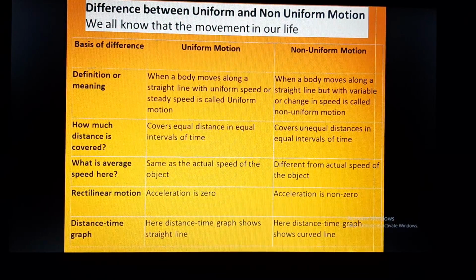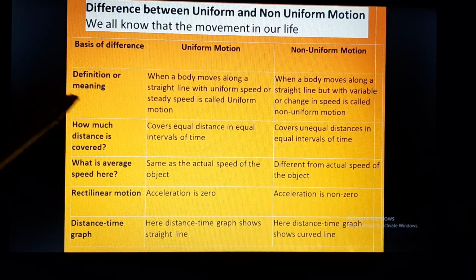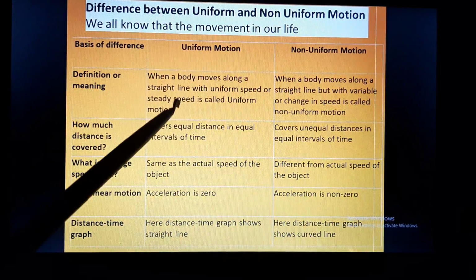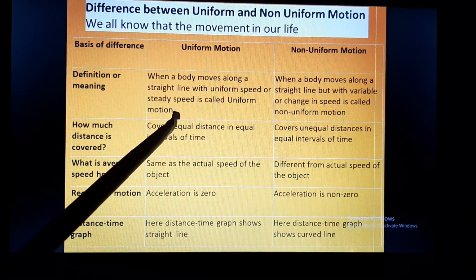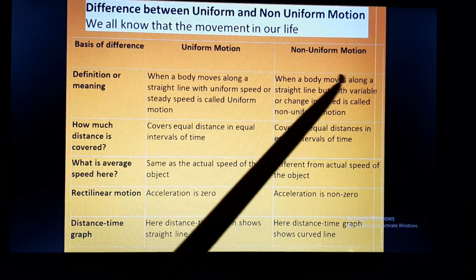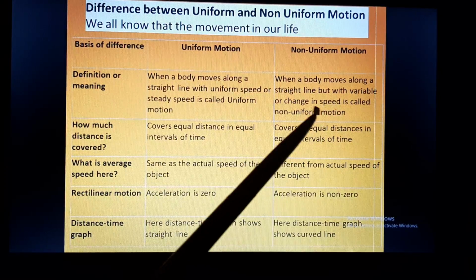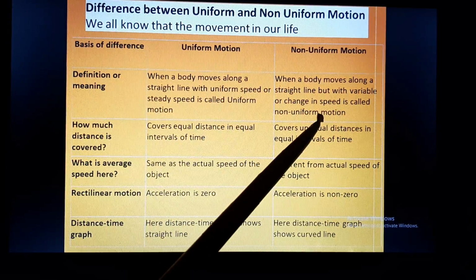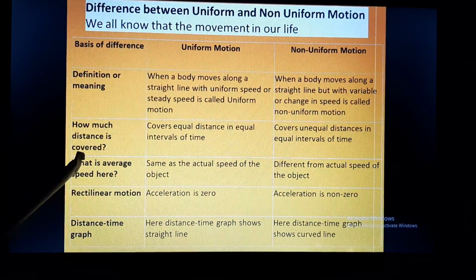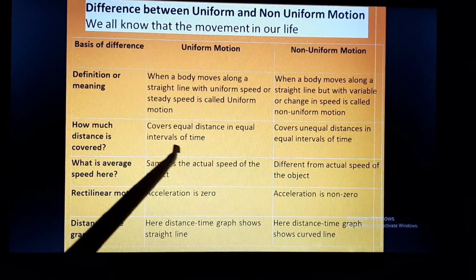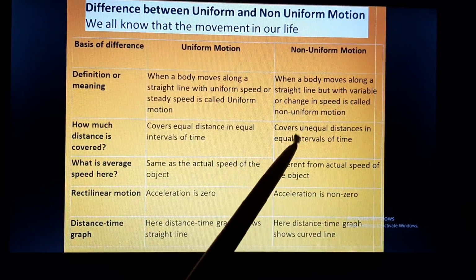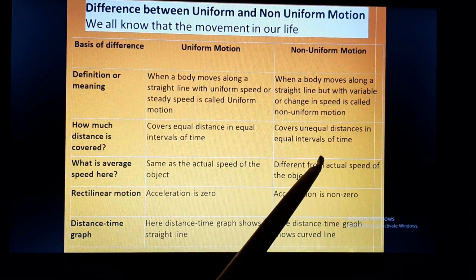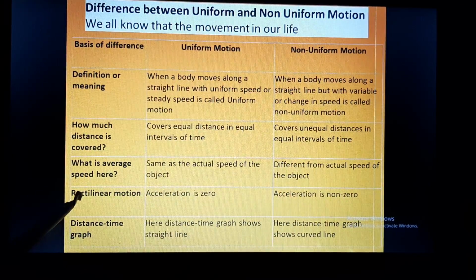So let us see the differences between uniform and non-uniform motion. What is the definition or meaning? In uniform motion, the body moves in a straight line with a uniform speed. In non-uniform motion, the body moves along a straight line but with a change in speed, or variable speed. How much distance is covered? Uniform motion covers equal distances in equal intervals of time, but non-uniform motion covers unequal distances in equal intervals of time.